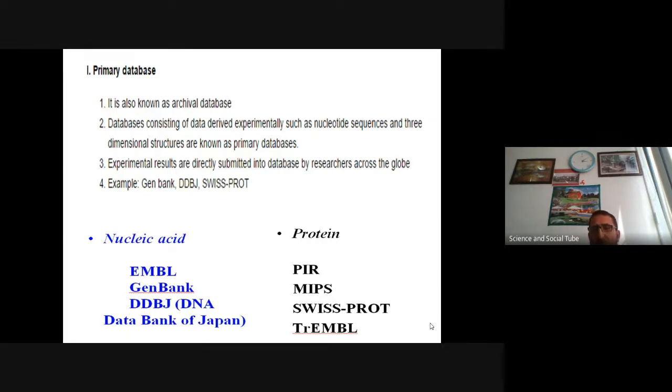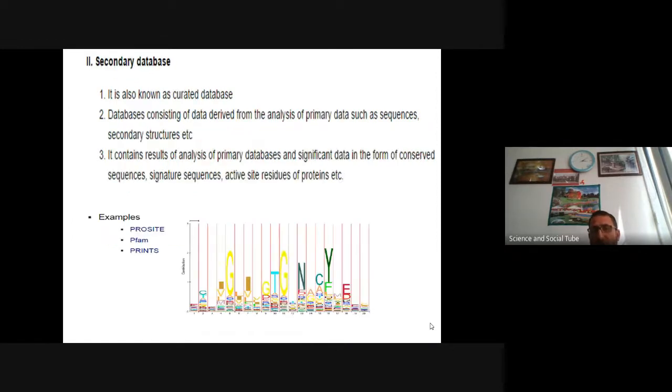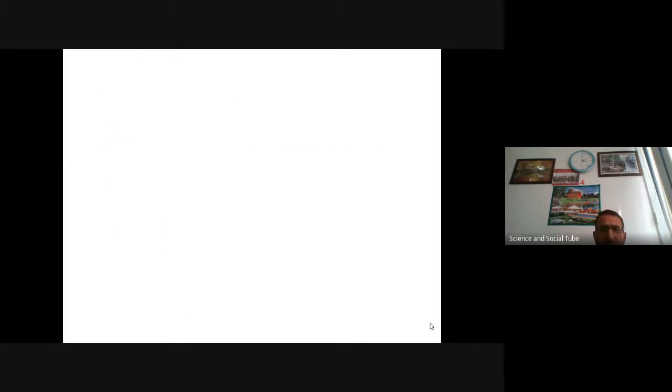The primary nucleic acid databases are in front of you, and there are primary protein databases like the Protein Information Resource, SwissProt, UniProt, and TrEMBL. These are the primary databases, which hold the original data. There are also secondary databases for proteins, like PROSITE, Pfam, and PRINTS, where they have taken the data from the primary source, analyzed it, and made separate databases. That database may contain active sites or signal peptides, which are not available in the primary database. So these are the secondary databases.